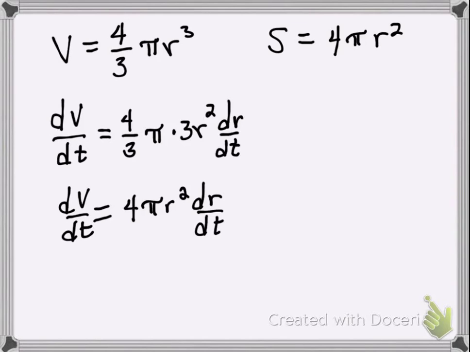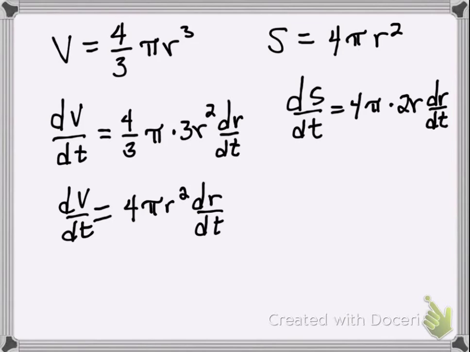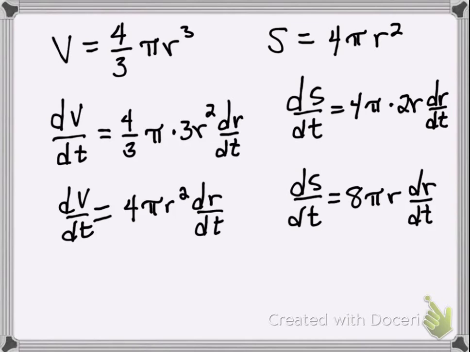Now, regarding the surface area, likewise, as the radius changes, the surface area will change. So we could say that dS/dt would be equal to 4 pi times the derivative of r squared, which is 2r times dr/dt. And then simplifying that, we get dS/dt is equal to 8 pi r times dr/dt. So this is another way in which these rates are related.